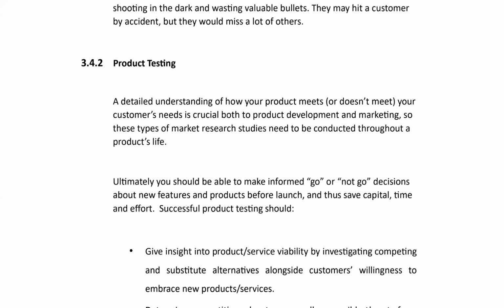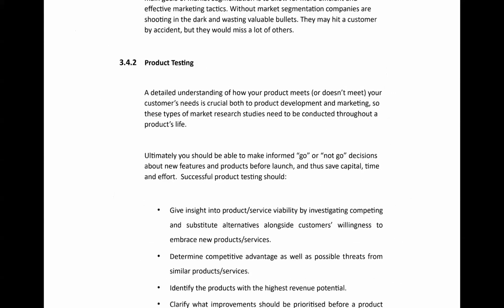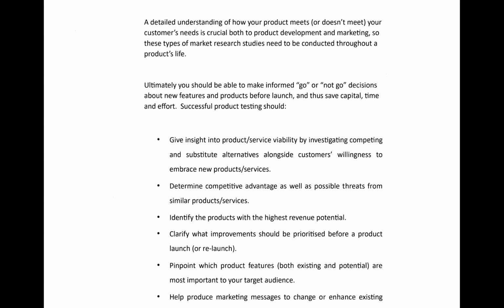Product testing is another form. Under this one, a detailed understanding of how your product meets your customers' needs is crucial for both product development and marketing. These types of marketing research studies need to be conducted throughout the product life cycle. That is very, very important. So you as a marketer should be able to make informed go-or-no-go decisions about new features and products being launched.